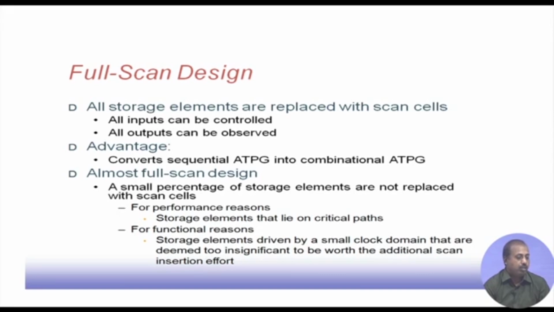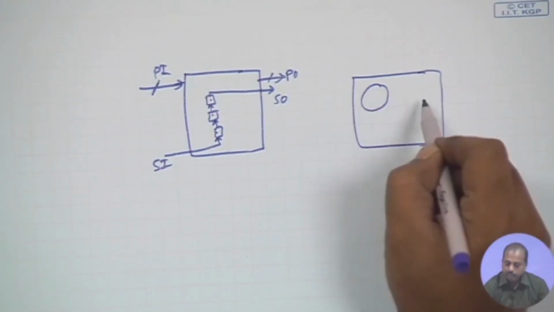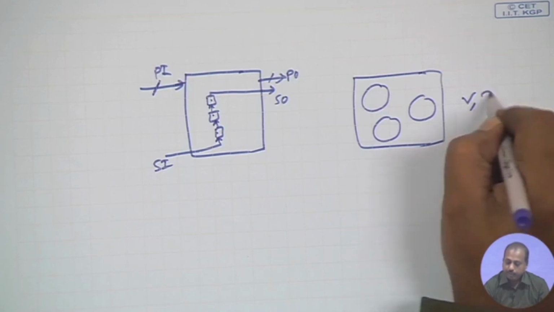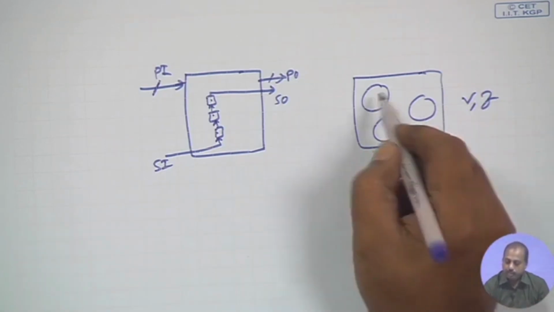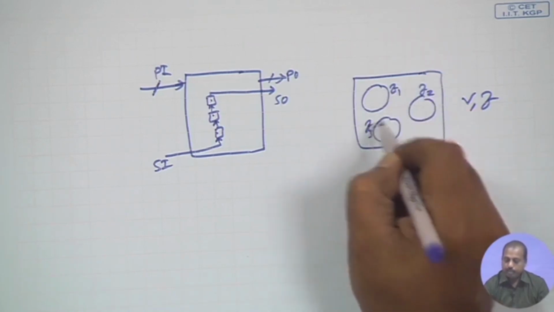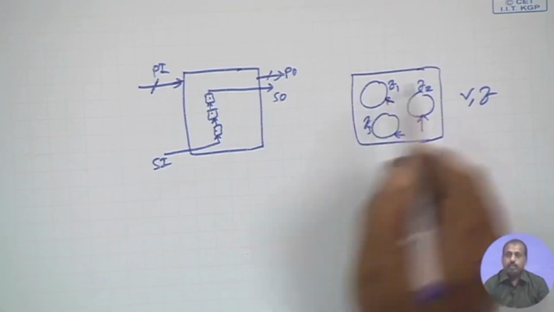Clock distribution is another issue, like storage elements driven by a small clock domain that are deemed too insignificant to be worth the additional scan insertion effort. In any VLSI design, if this is the full chip, it is divided into some regions. Each region may have its own supply voltage V and frequency of operation F. Say this region is running at frequency F1, this at F2, this at F3. So, the clocks for these regions are different.